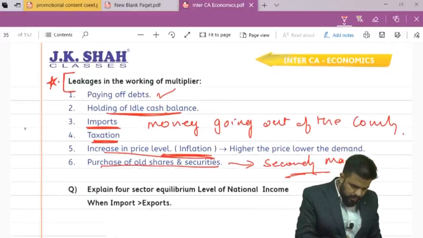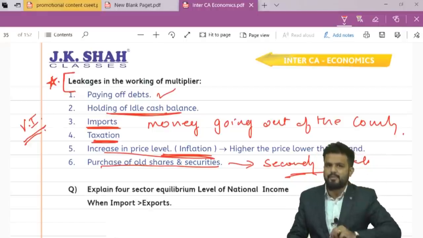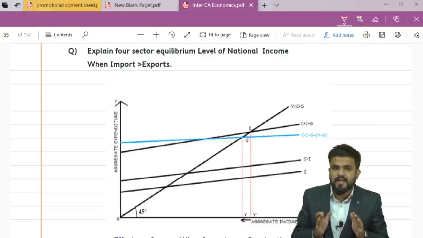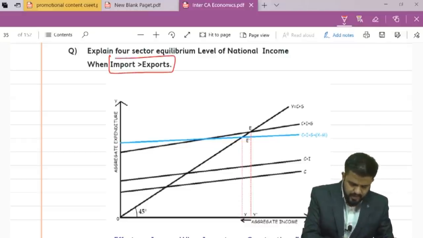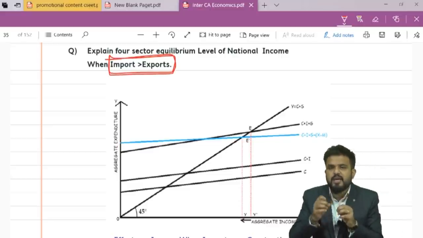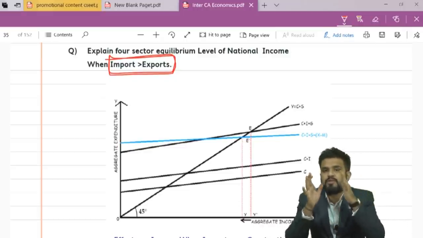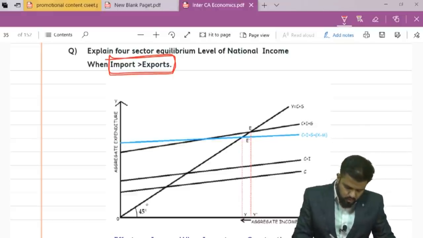So I would request, this looks important. A separate question can come on leakages. Write the 6 points. Now there is one small question which is connected to the four-sector model, where they have told you imports are greater than exports, so leakages are more than injections. What will happen if imports are more than exports? Can I say the country's income will reduce? So this is your income line, 45 degree.